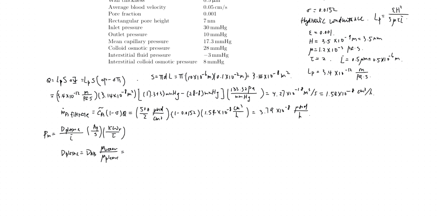It's 0.93 times 10 to the -5 centimeters squared per second. Viscosity of water at body temperature is 0.691 centipoise. Viscosity of plasma is 1.2 centipoise. So it gives you 0.54 times 10 to the -5 centimeter squared per second.